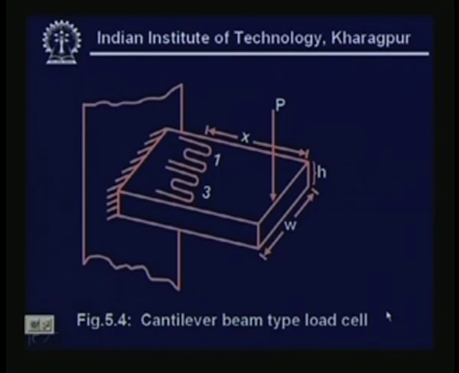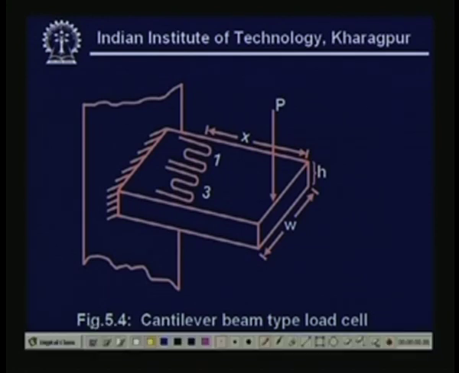Now, the cantilever beam type load cell. You see that this is actually a cantilever, and we have applied a force P, right. So, it looks like this previously, now it will bend like this, is it not. It appears that if I apply the load P here, this free end is bending more, and this is a fixed end.